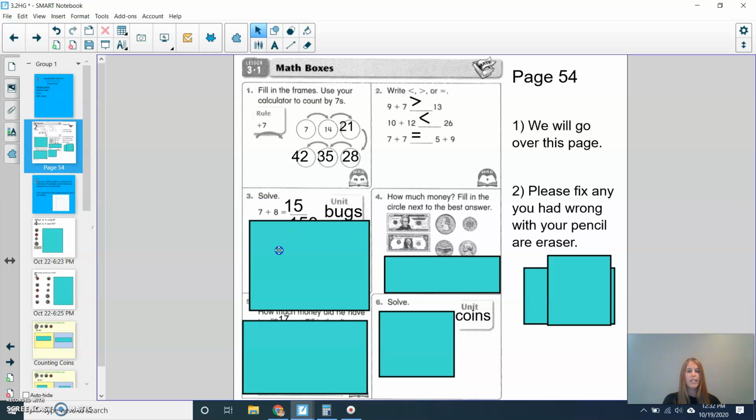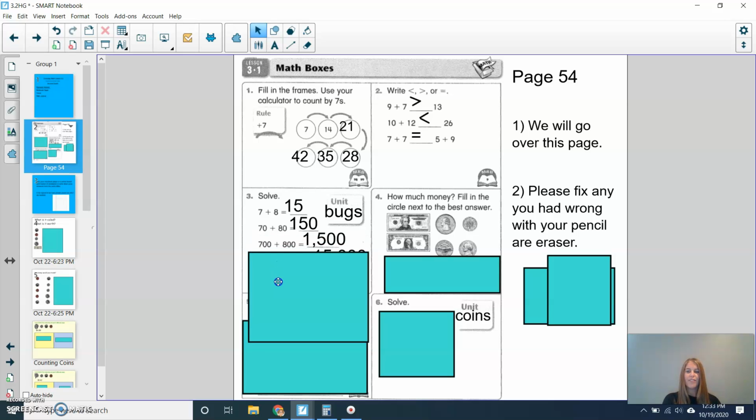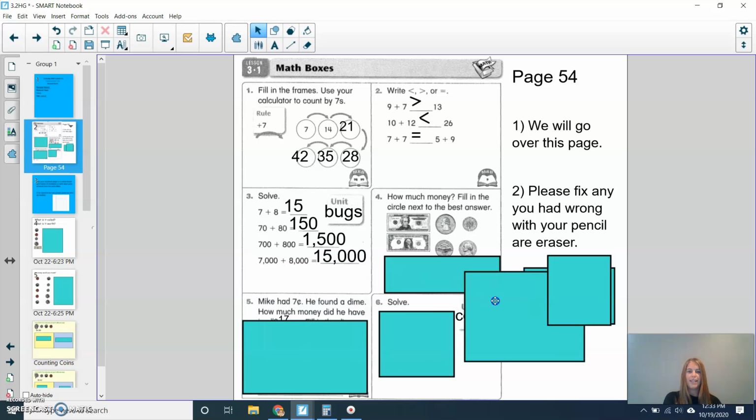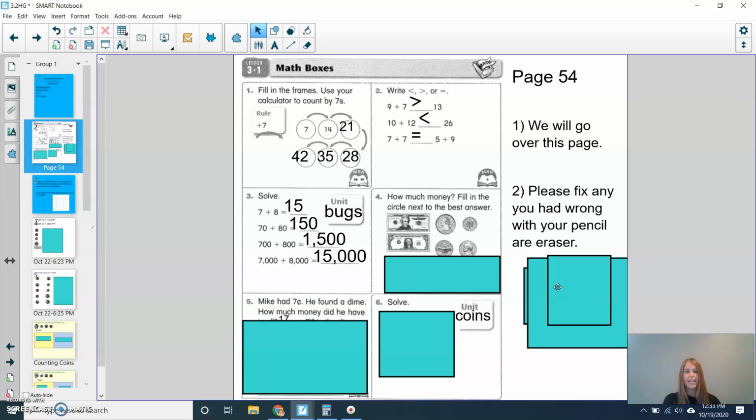For question number 3, 7 plus 8 is 15, so then I'm just adding a 0. So now I have 70 plus 80, which equals 150. Then I have 700 plus 800, so I'm adding two zeros to get me to 1,500. And then I have 7,000 plus 8,000, which gives me 15,000, so I'm adding three zeros to my answer. And my unit is bugs. You could pick whatever unit you wanted today.